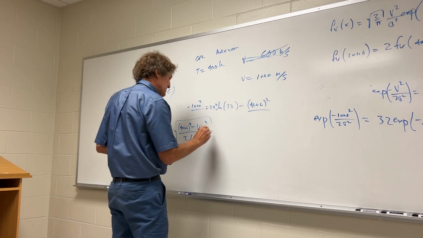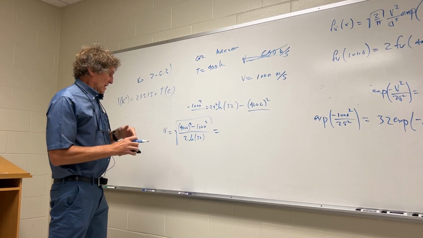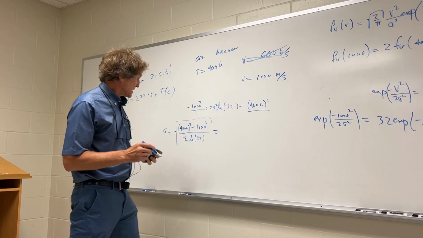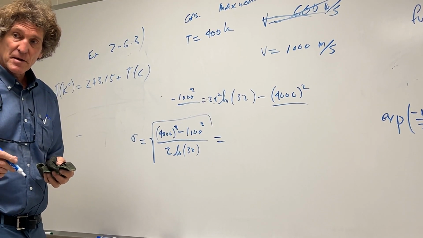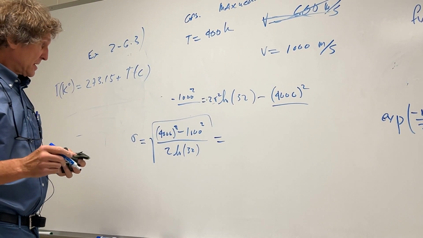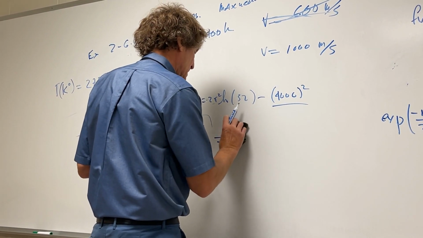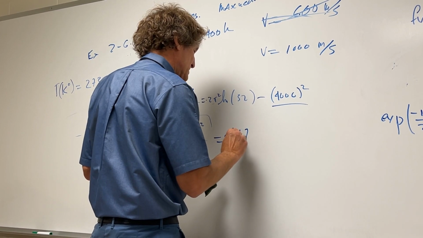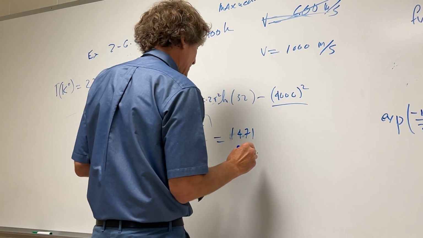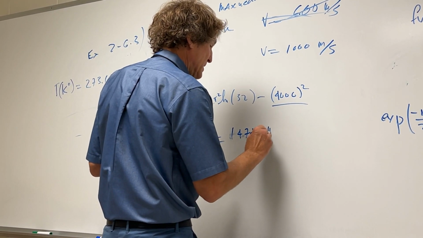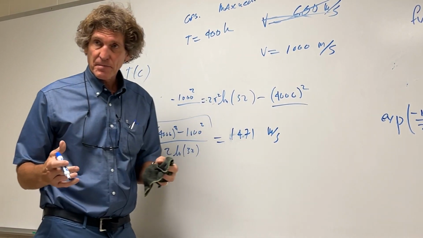So what is this value? Just tell me. 1,470. Sigma or sigma squared? Sigma. Is it that big? Okay. 1,000 what? 471. 1,471. And that would be meters per second, by the way, the units of that.